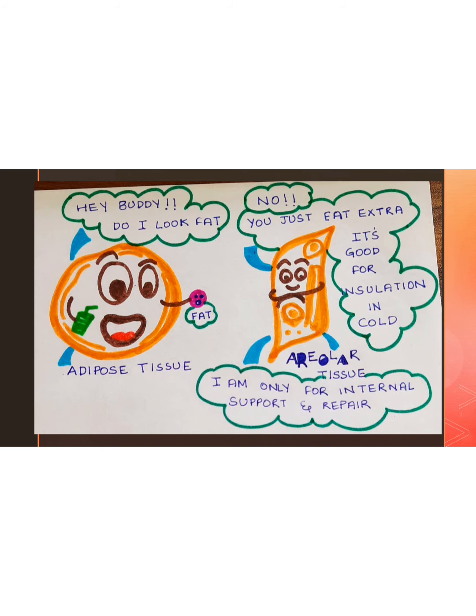Okay, next, same thing, we'll be talking about adipose and areolar tissue. What this adipose tissue is doing is storing lots and lots of fat, which is helping in providing insulation in the cold. And here your areolar tissue helps in supporting the internal tissue and also helps in repair.